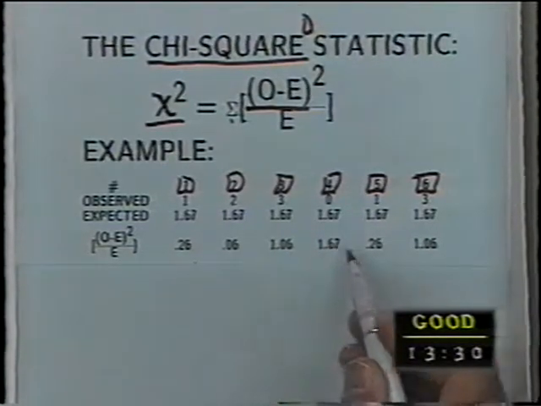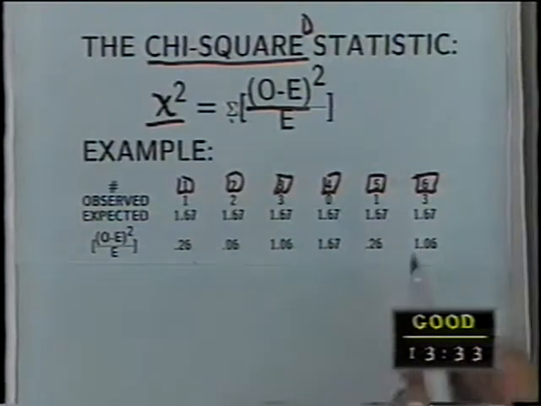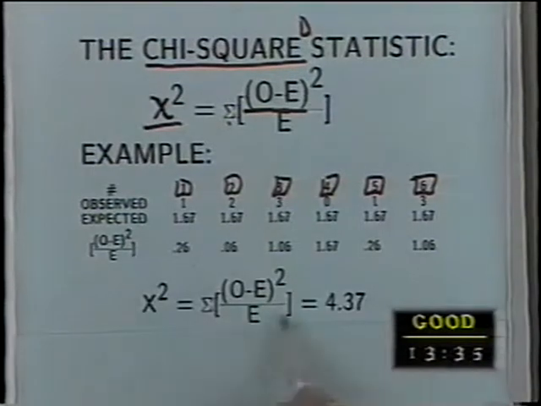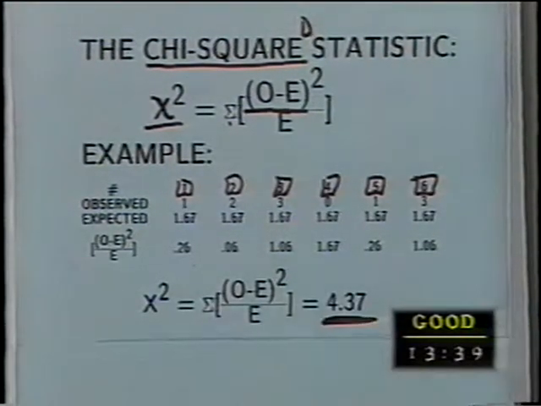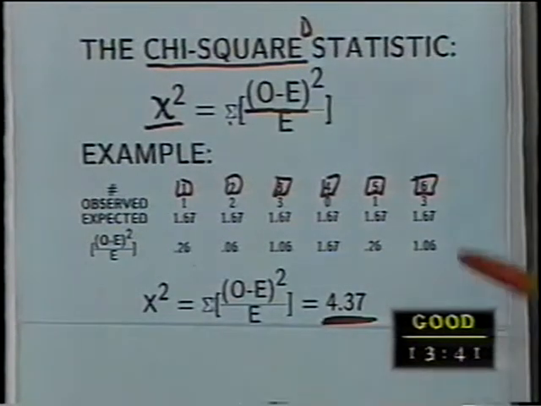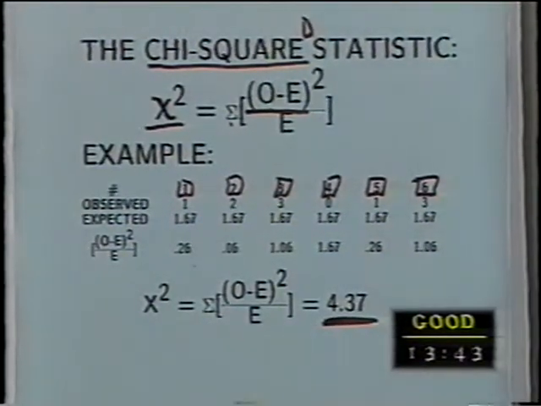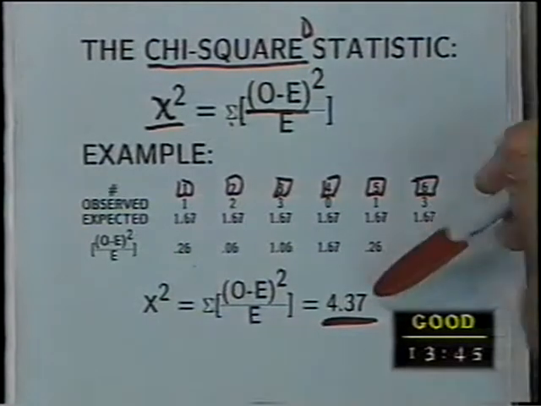And I do that for each of these, and here's what I get: 0.26, 0.06, 1.07, 1.67, 0.26, 0.06. I sum them up, and the sum of them is the chi-square statistic, and it's 4.37. And now the question is, is 4.37 big enough for us to be able to reject the hypothesis?